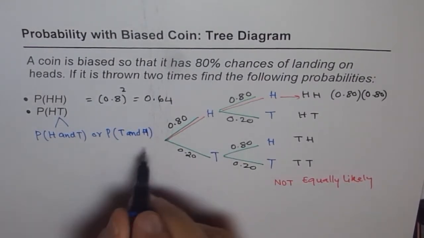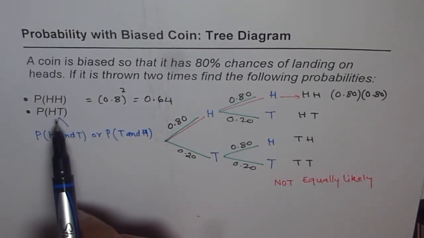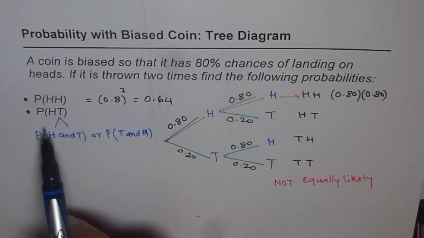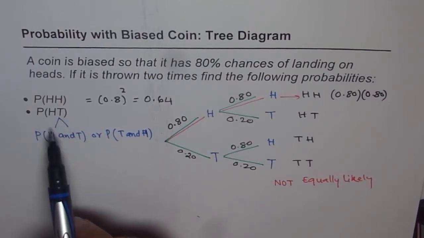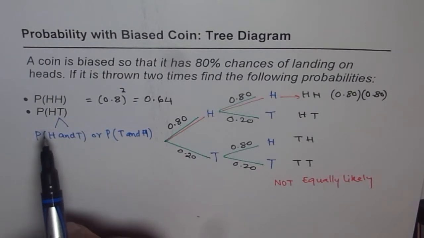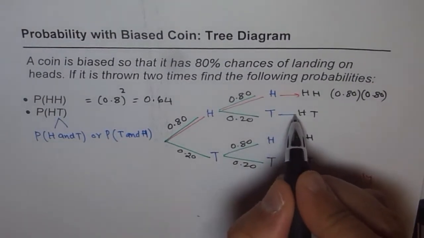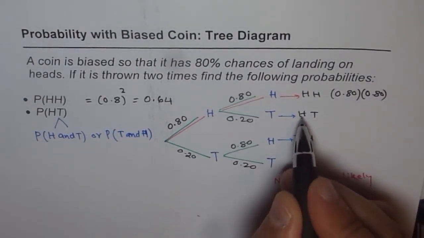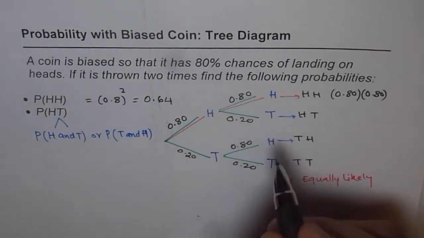So that is what we mean when we write head and tail, right? Irrespective of which came first, whether it was head first or tail first, the end result we are interested in is head and tail. That combination, right? Remember that part. That means this time we are looking at these two solutions. So solution number 1 is this, and solution 2 is this, right? Head, tail, tail, head. So what is the probability for these two combinations?